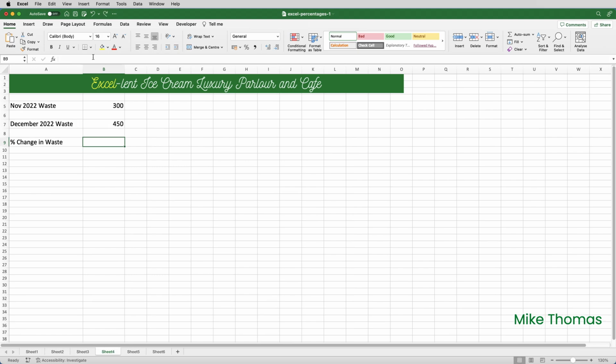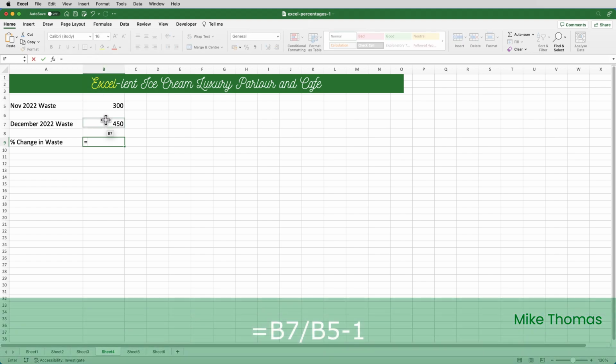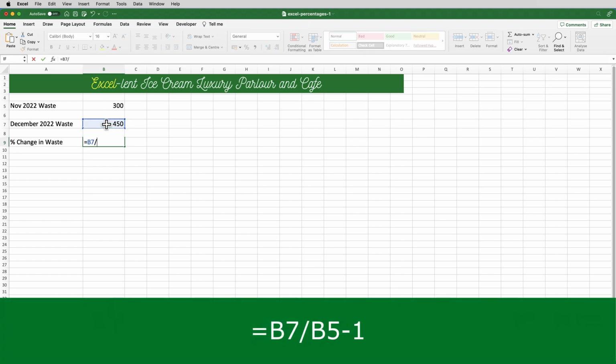Demo number 4 is going to show how to calculate a percent increase. Last month, we had to throw away 300 litres of ice cream due to manufacturing issues, and this month's wastage was 450 litres. And we need to know what was the percentage increase. Now to do that, we'll calculate 450 as a percentage of 300. And to do that, we take the cell with the 450 and we divide it by the cell with 300. And then we subtract 1.